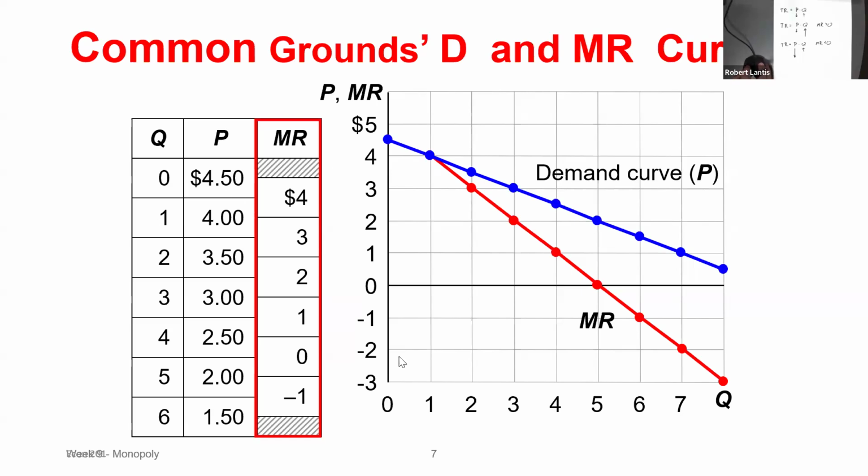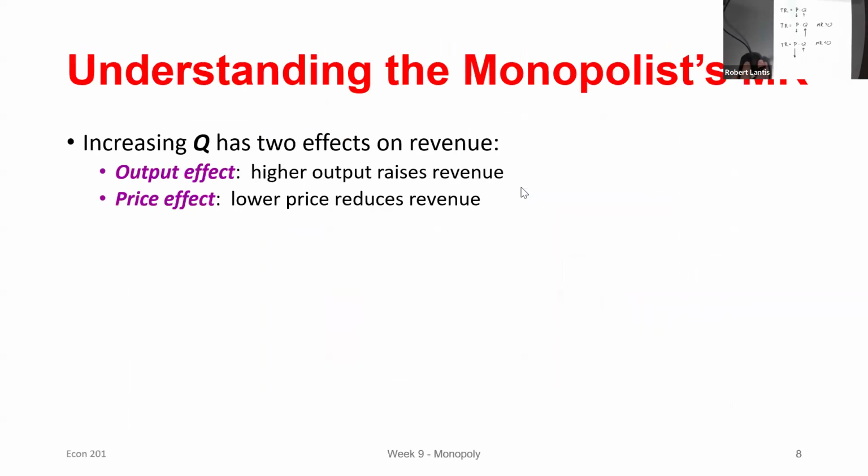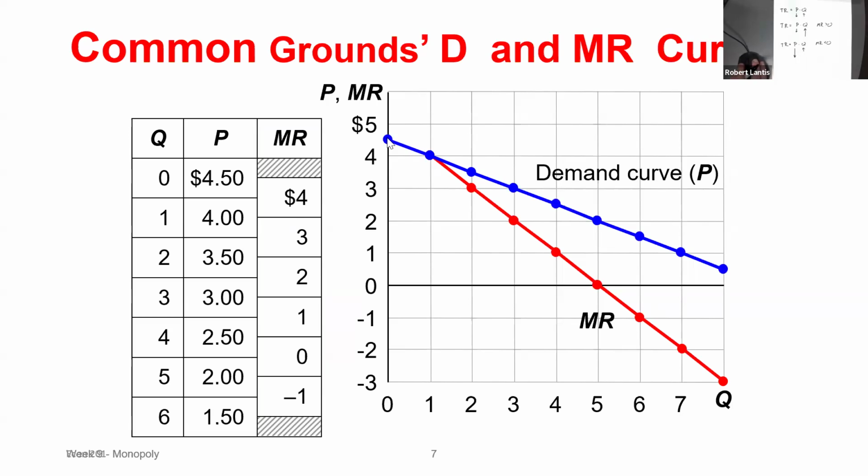Well, every time I go up by 1 unit, the change in my y-axis, the change in marginal revenue, is 1 divided by a change in quantity of 1. Oh, its slope is negative 1. It's twice as steep as my demand curve. So what's going to end up being true is we have a marginal revenue curve that will be twice as steep as our original demand curve.